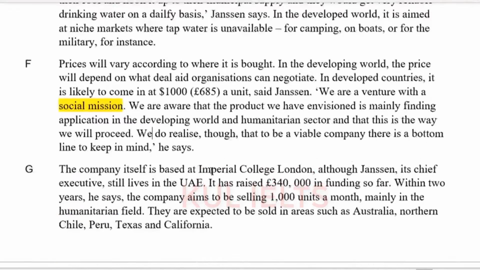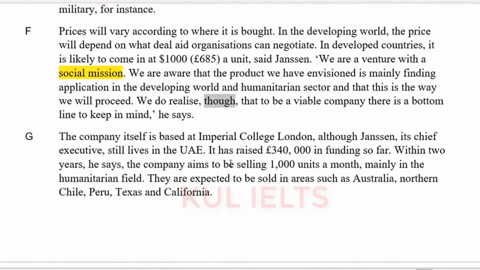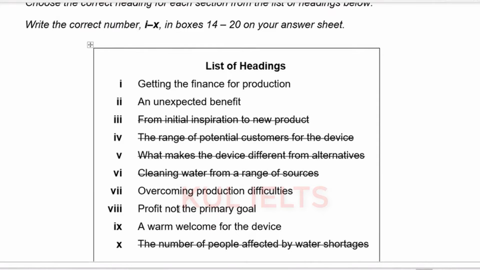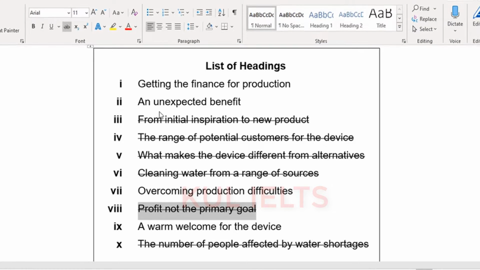It also goes against what I always say, which is usually that after the however is the important information. And here is the bottom line. Here is the word profit. But actually, the important information for that paragraph was the social mission, the fact that profit is not the primary goal. So maybe that was a bit more difficult.